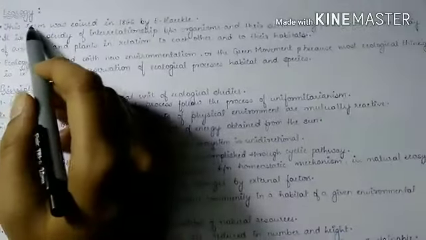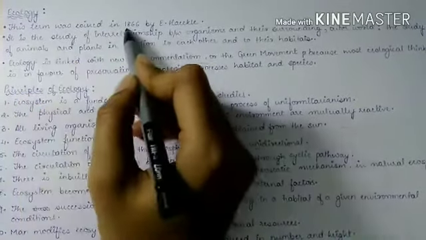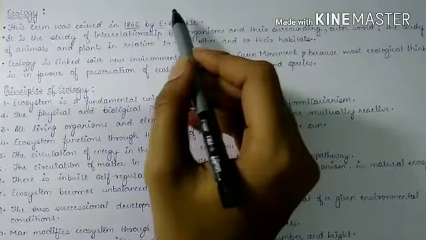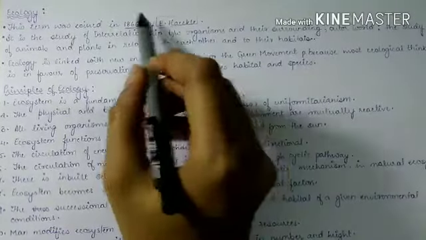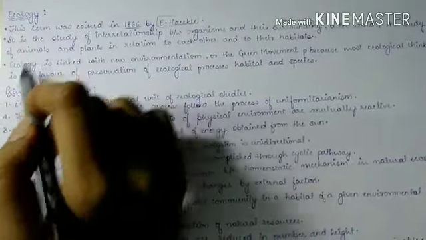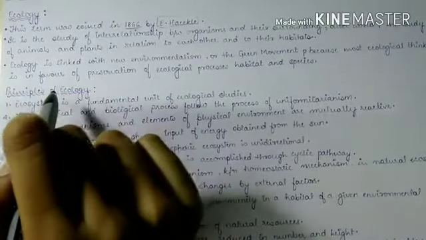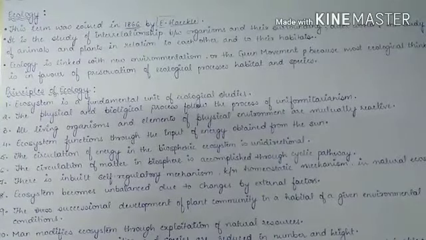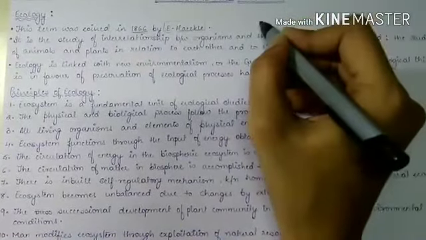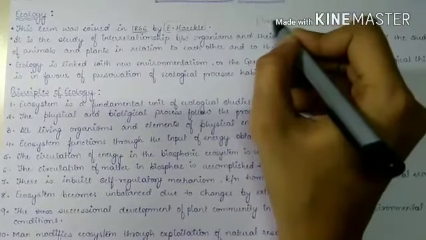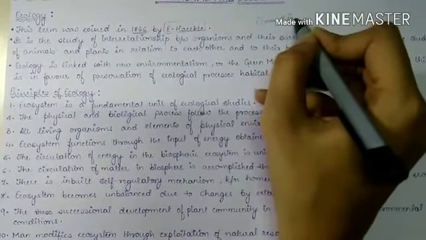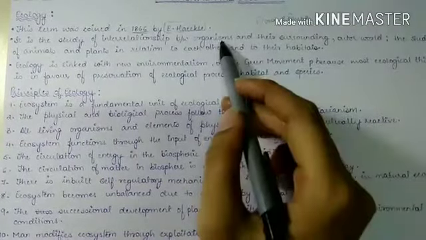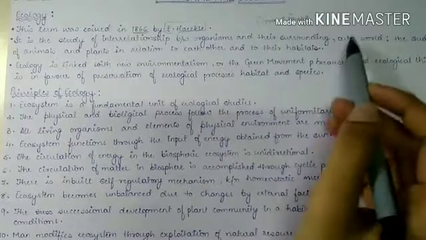So, ecology. This term was coined in 1866 by E. Haeckel. Okay? E. Haeckel was the first person to coin this word ecology. And ecology basically means the study of interrelationship between organisms and their surrounding. That is, organisms like flora, fauna, and their habitat. Okay? So along with organisms and their surrounding, the outer world is also studied.